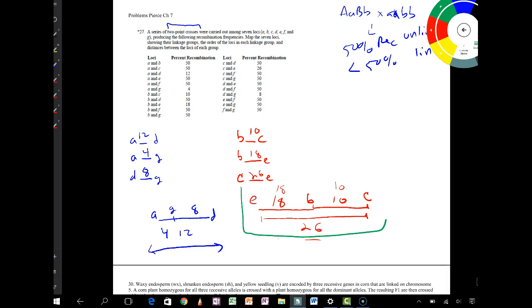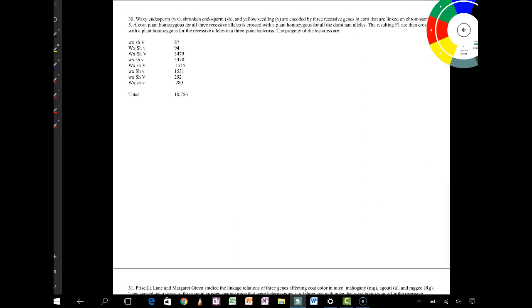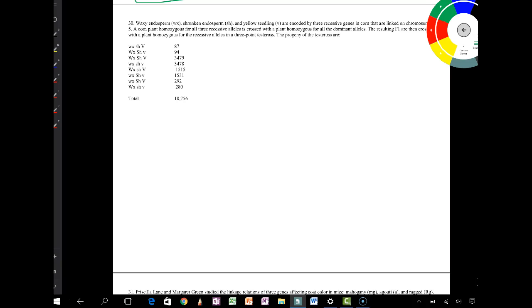This is one map. This is the other map. That's it. So that was pretty cool. So you can map them all, but that's like doing a whole bunch of crosses. So here we can do, this is another one of those 3-point crosses.